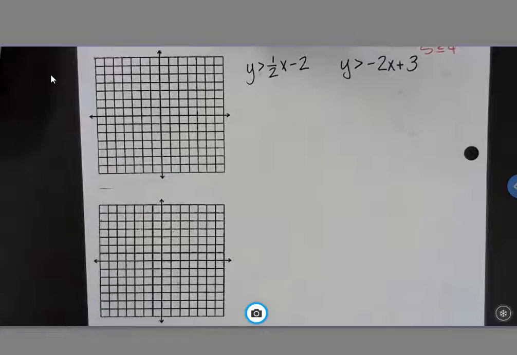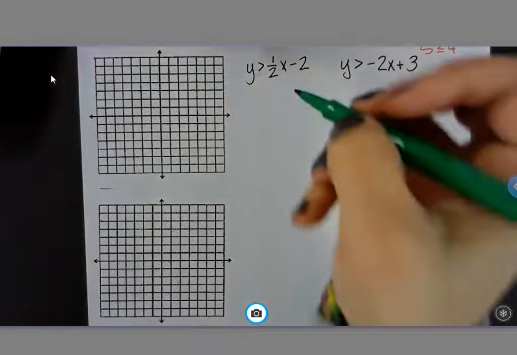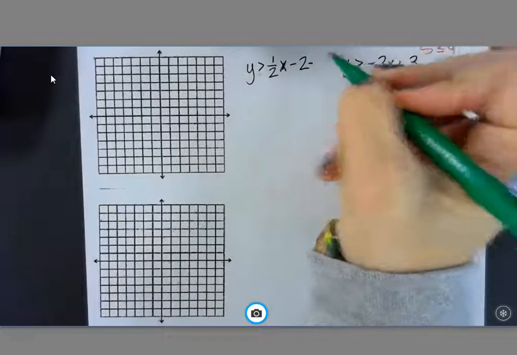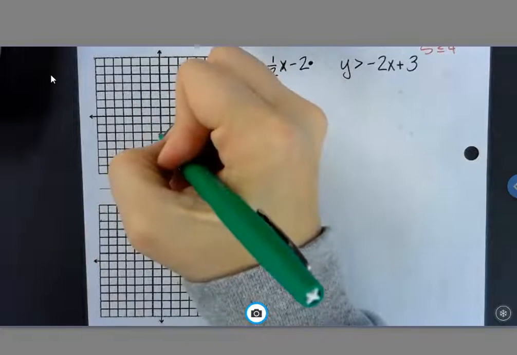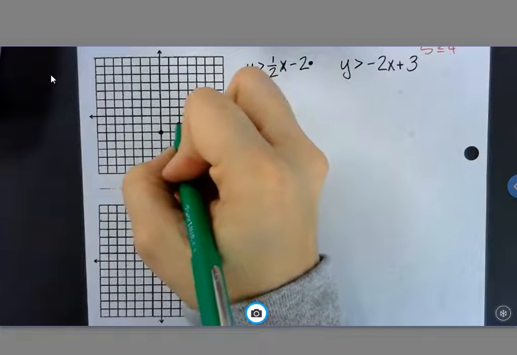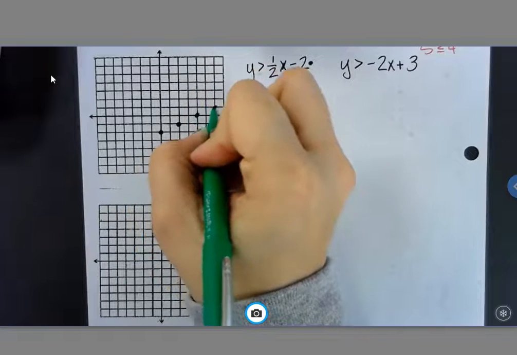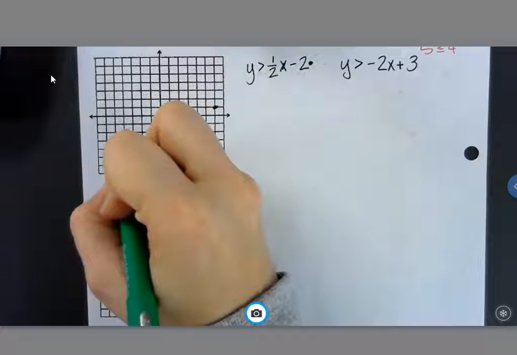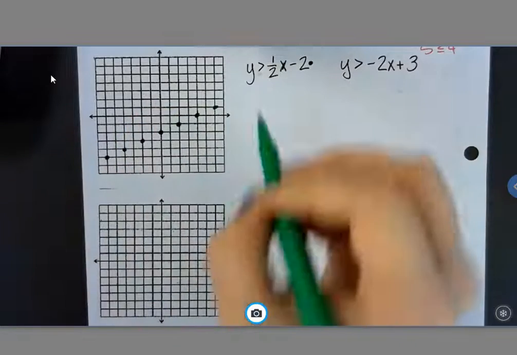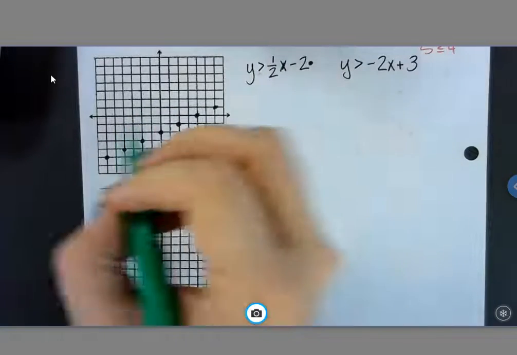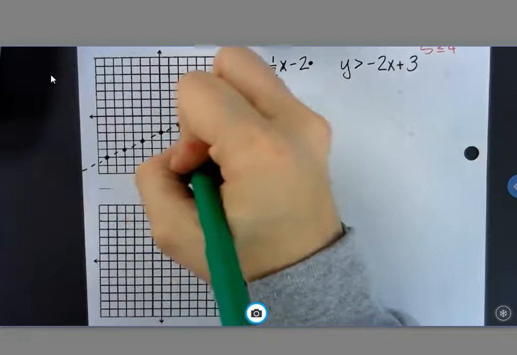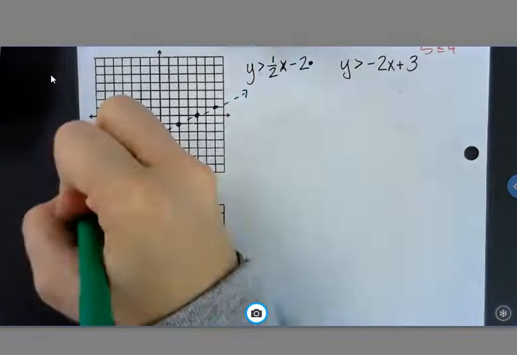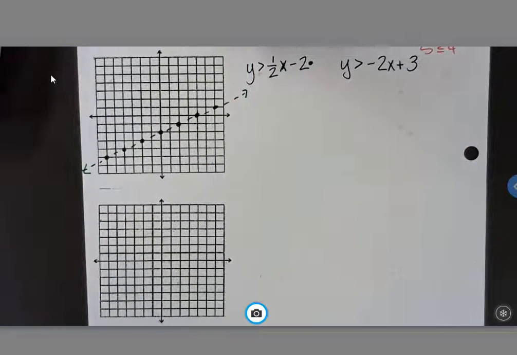Okay, so remember you should be using 2 different colors. This is going to be helpful to you. So you're going to graph the first equation. I'm going to graph my first equation in green. So down to negative 2, up 1 over 2, up 1 over 2, so it's positive. Since it is a greater than sign, it's going to be dashed. Remember to go off of your graph so I can make sure that it was dashed.